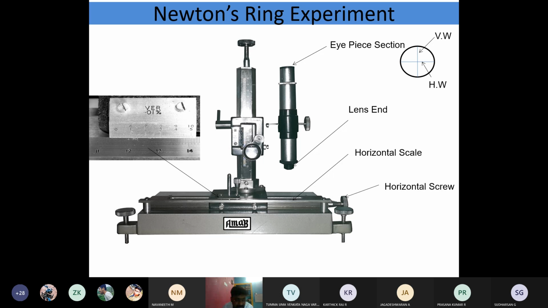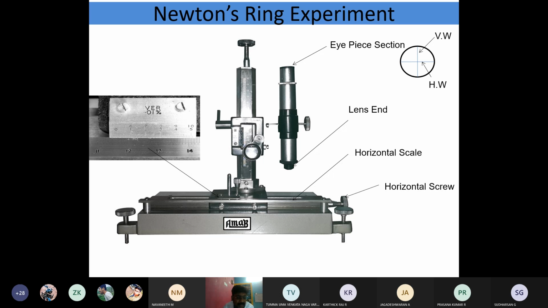You have to place this 0 at any point based on the order. For example, if you are going to consider n plus 3, with the help of this horizontal screw, you look through the eyepiece and rotate the horizontal screw to fix the vertical wire at the n plus 3rd position. Then you see where the 0 of the vernier scale is pointing on the main scale.